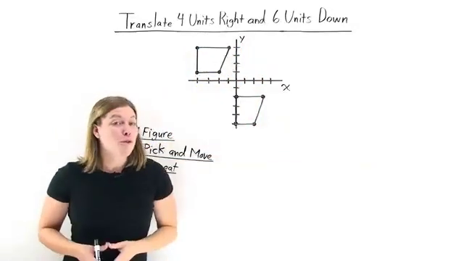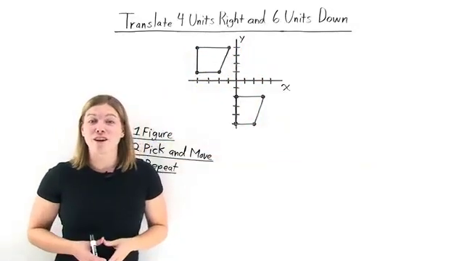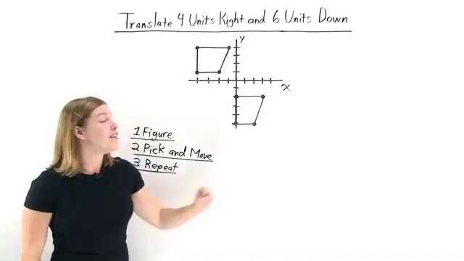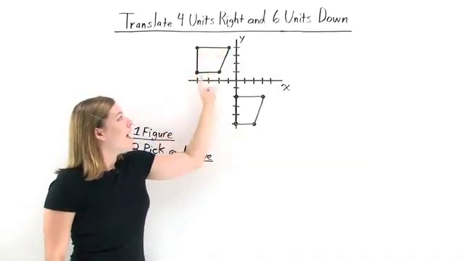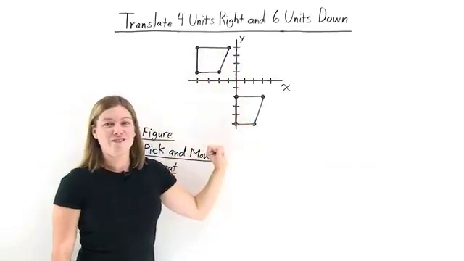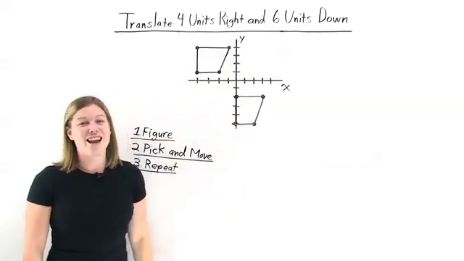So if you need to perform a translation like this on a figure, all you need to do is pick individual points on your figure and translate them individually. Then connect the dots and create your image.